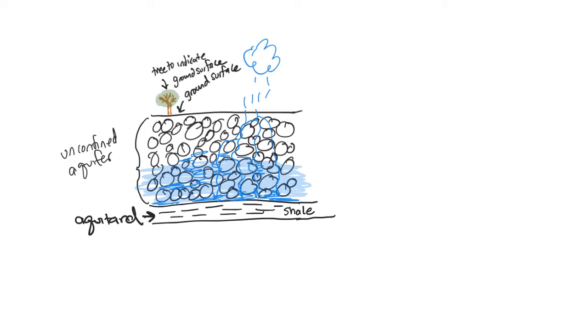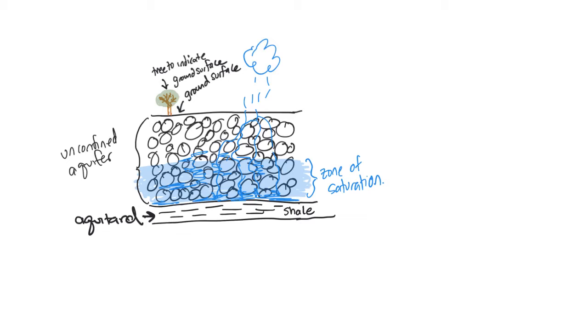So now we have two parts of our aquifer. We have a part where the pore spaces are completely full of water. They are saturated with water. This is our zone of saturation. So the part where the pore spaces are full of water here, this is the zone of saturation.